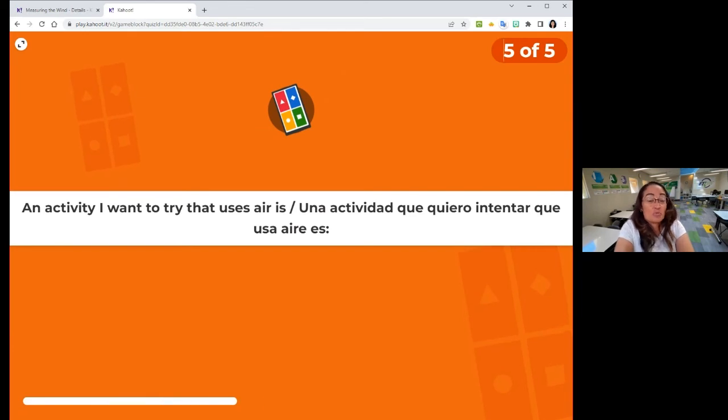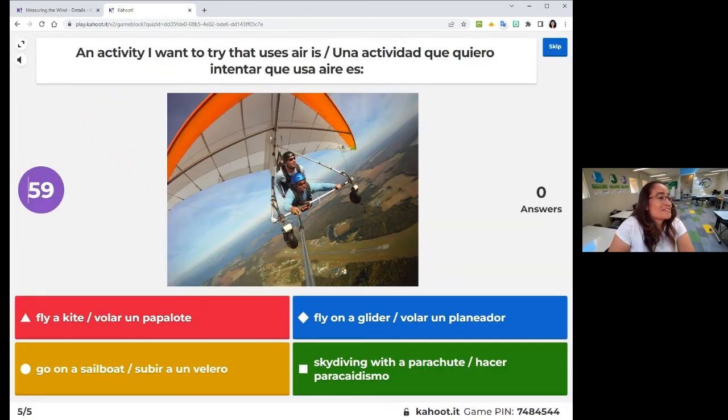All right, this last one's unique, friends. This is actually a vote. I would love to know what activity you want to try using air. So I would love to see how this is going to turn out. So there's no right answer to this.